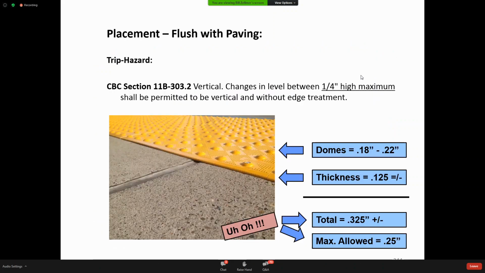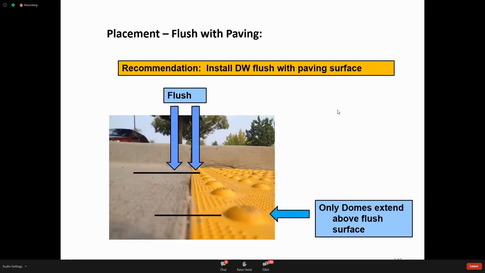Last point or two I want to make. The detectable warnings, the first class way to do this is not to put them on top of your paving, but instead mount them flush. They create a pretty significant trip hazard. This is a recommendation. Code does not speak to that other than saying your vertical requirement is a 1/4 inch vertical and a 1/4 inch at a beveled angle.